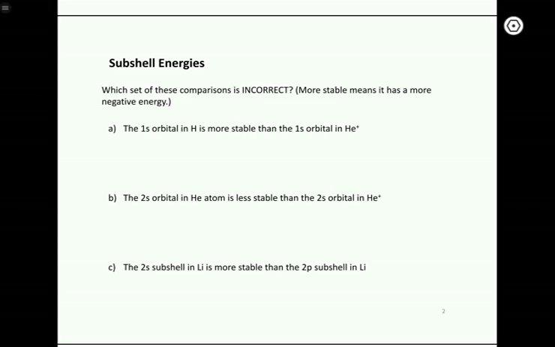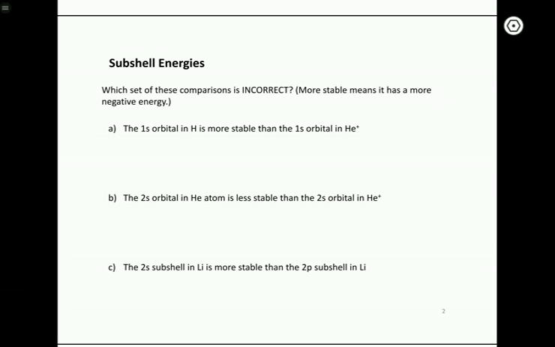So we're doing comparisons between subshell energies for 3 different situations. So we're trying to find which of these comparisons is incorrect, and as we always do, more stable means it has more negative energy. So we're trying to compare the stability of subshells in different atoms and ions, and making predictions about those. So there's basically 3 things we have to know to answer this question that have to deal with subshell energies, and each of the 3 points concerns one of those.